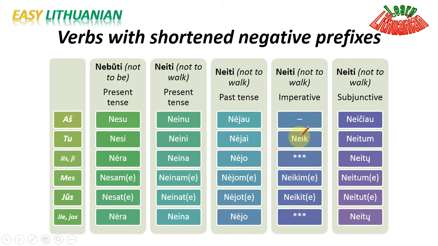The imperative. Neik, neik, neikime or neikim, neikite or neikit. And the subjunctive. Aš neičiau, I would not go. Tu neitum, jis ji neitų. Mes neitume or mes neitum. Jūs neitute or jūs neitut. Jie jos neitų. So again, the prefix is only n, the consonant is left.